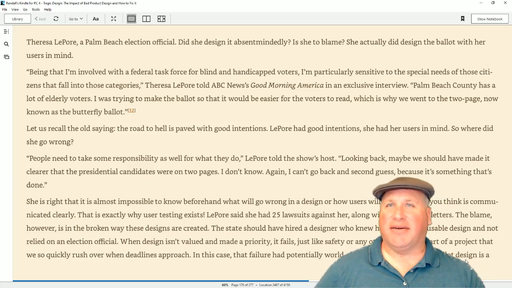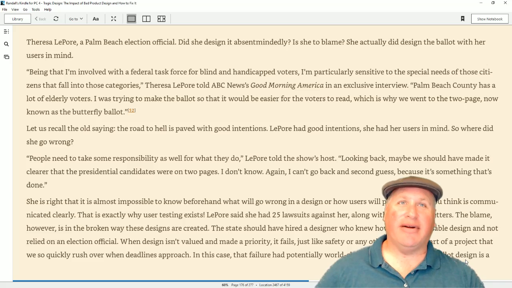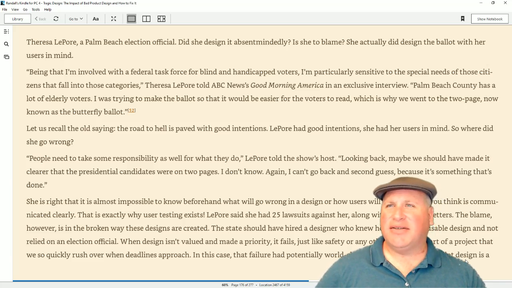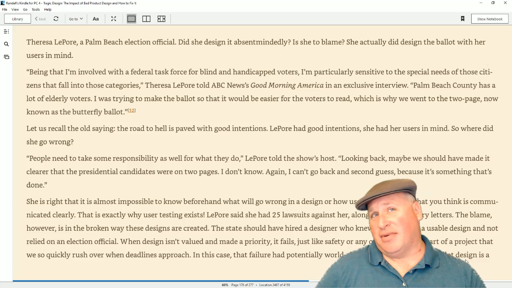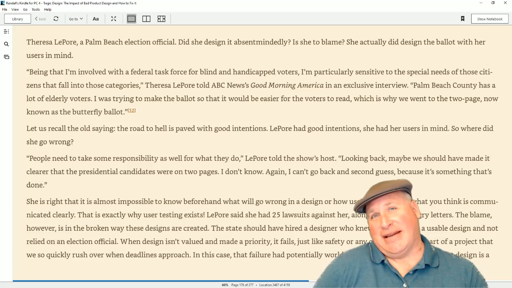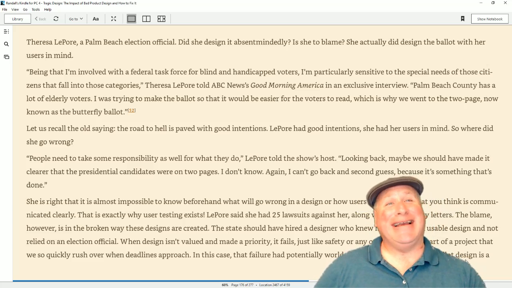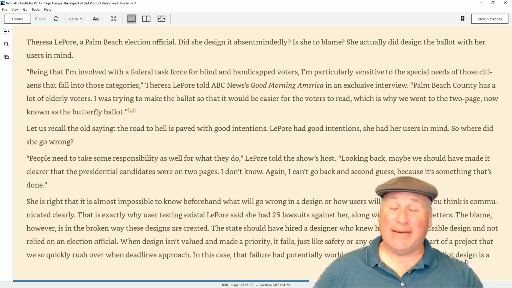Let us recall the old saying, the road to hell is paved with good intentions. Lepore had good intentions. She had her users in mind. So where did she go wrong? "People need to take some responsibility as well for what they do," Lepore told the show's host. "Looking back, maybe we should have made it clear that the presidential candidates were on 2 pages. I don't know. Again, I can't go back and second guess because it's something that's done."